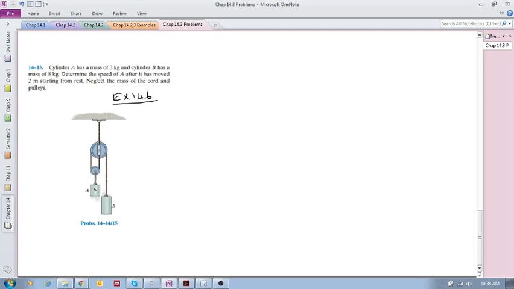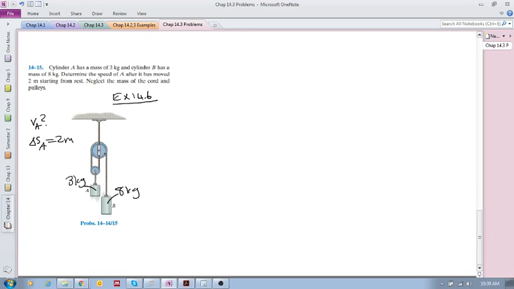So here we have a cylinder A. This is 3 kilograms. Cylinder B is 8 kilograms. It says determine the speed of A after it has moved 2 meters. Okay? So delta SA is 2 meters. That's the displacement of A, 2 meters, starting from rest. Neglect the mass of the cord and pulleys. So we need to determine the speed of A, what is VA. Alright? So that's the basic rundown.